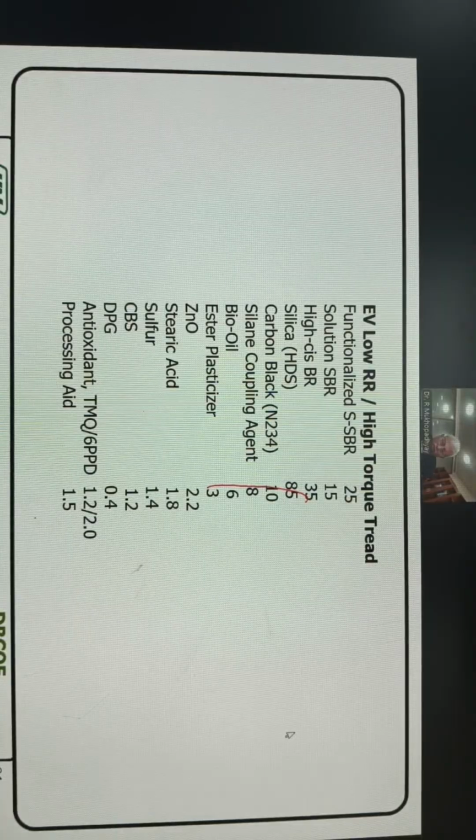The tentative formulation is available in the open literature. For low rolling resistance and high torque, the functionalized solution is SBR, normal solution, and high cis BR with neodymium catalyst, then highly dispersible silica, carbon black, silane coupling agent, bio oil, ester plasticizers, then zinc oxide, stearic acid, sulfur, CBS, DPG, antioxidant TMQ, 6-PPD, and the processing aid. This is one tentative formulation. As I explained, this can give you certain requirements of what is needed for the EV.